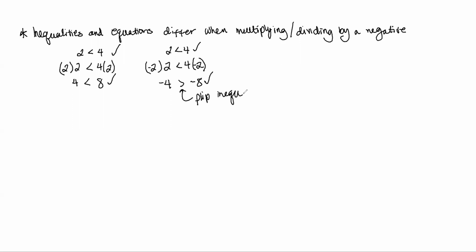And that's whenever we multiply or divide by a negative. It doesn't matter if the starting number is positive or negative, it just matters what we're multiplying and dividing by. So when multiplying or dividing by a negative, flip the inequality.